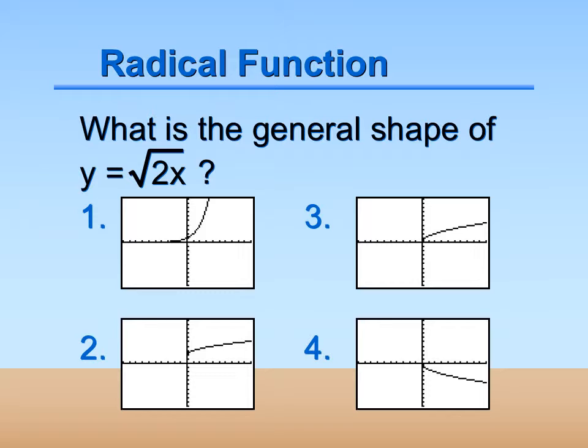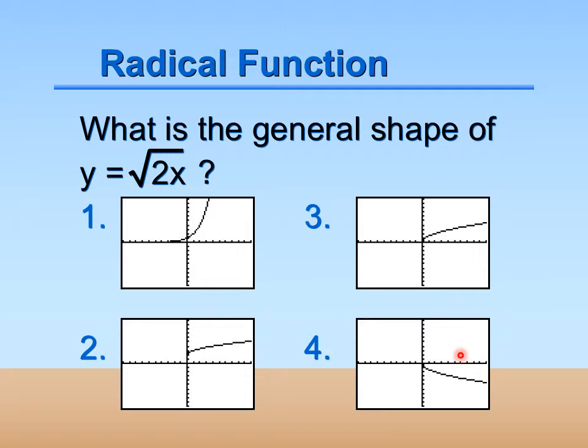Okay, it's going to start at the origin, which means number 1 and number 2 are both out of the question. Because number 1 would have to have been something like 2x plus 3 because it's 3 to the left. So it can't be that one. And then number 2, it looks like it's up 2, so it'd be the square root of 2x plus 2. So it's not going to be number 1 or number 2.